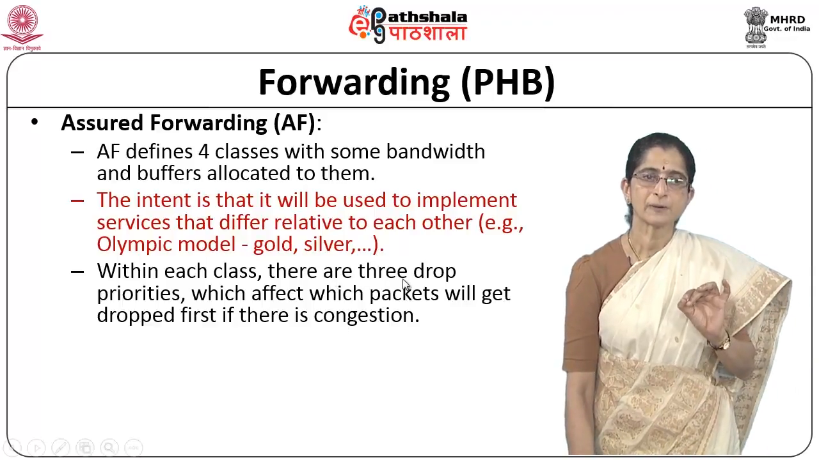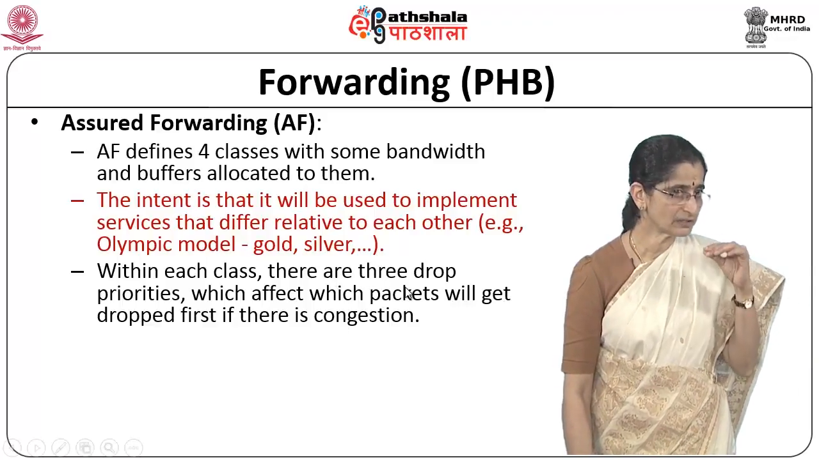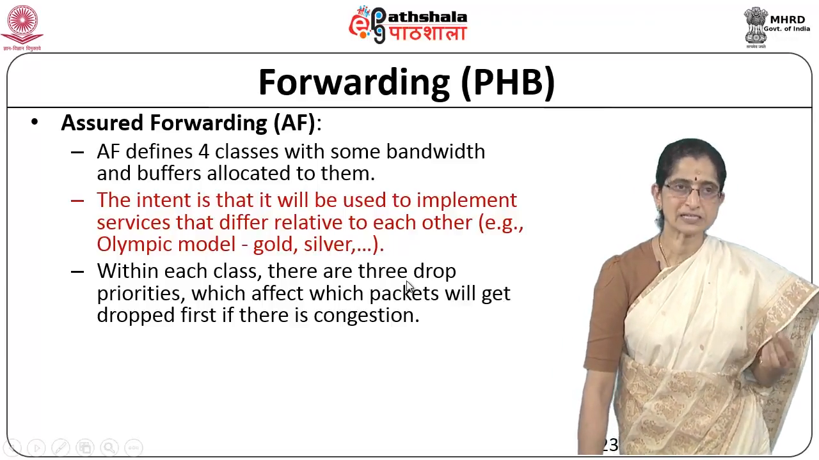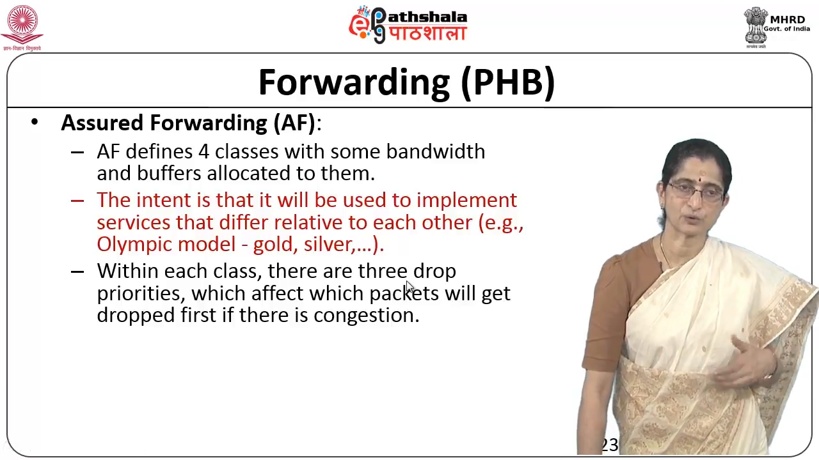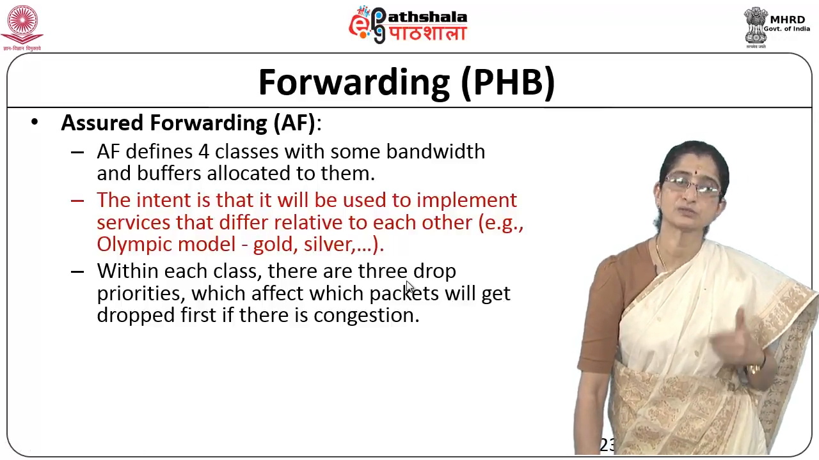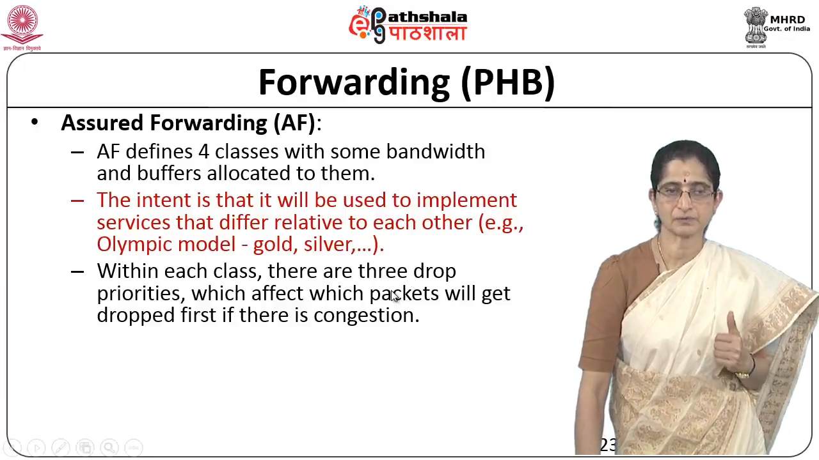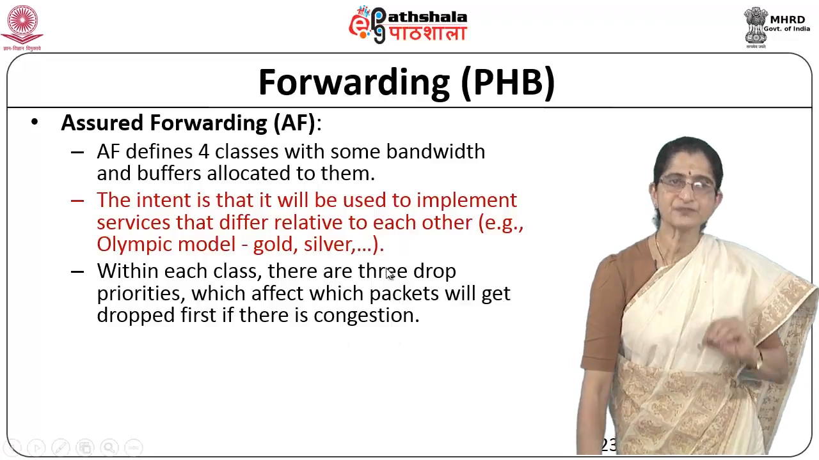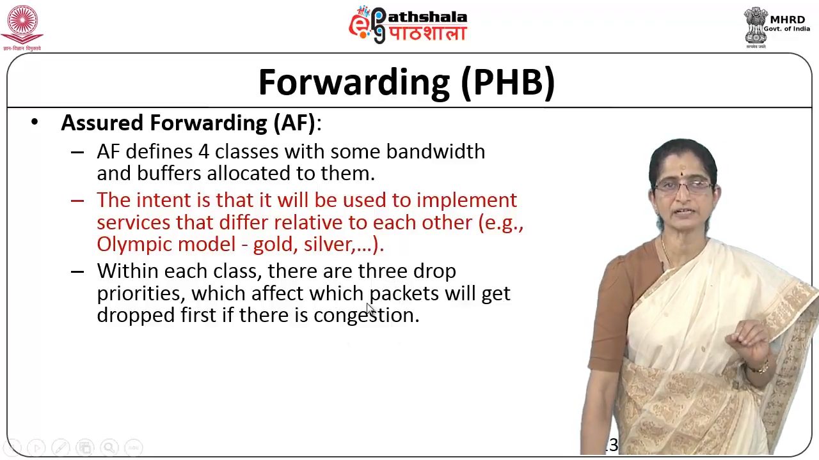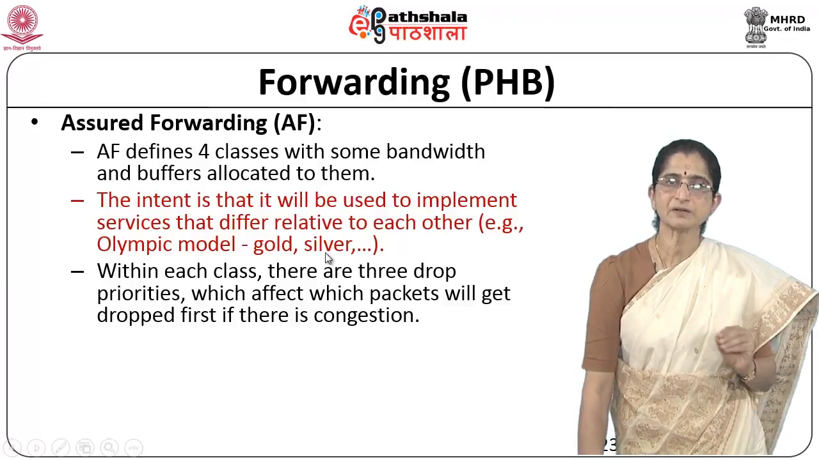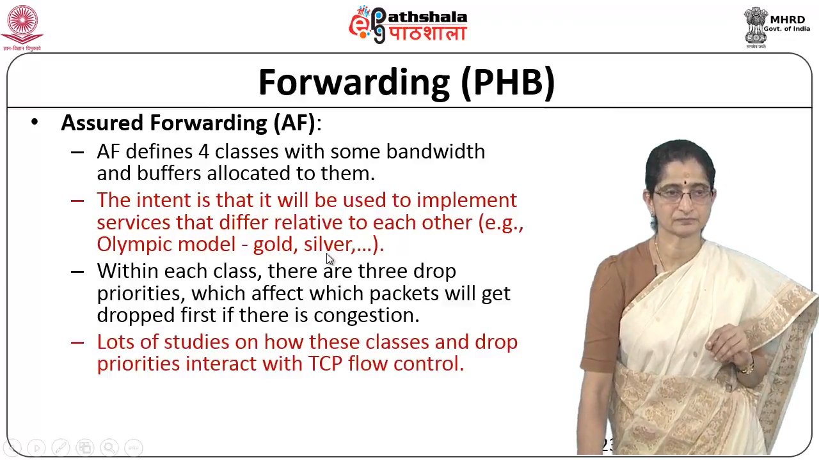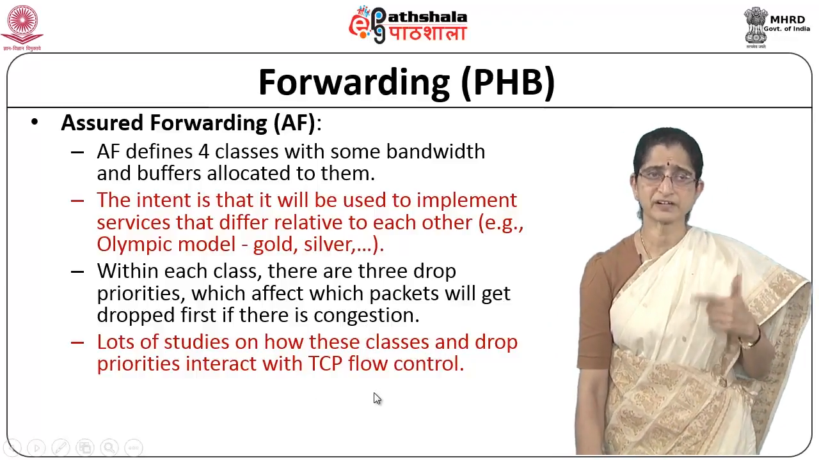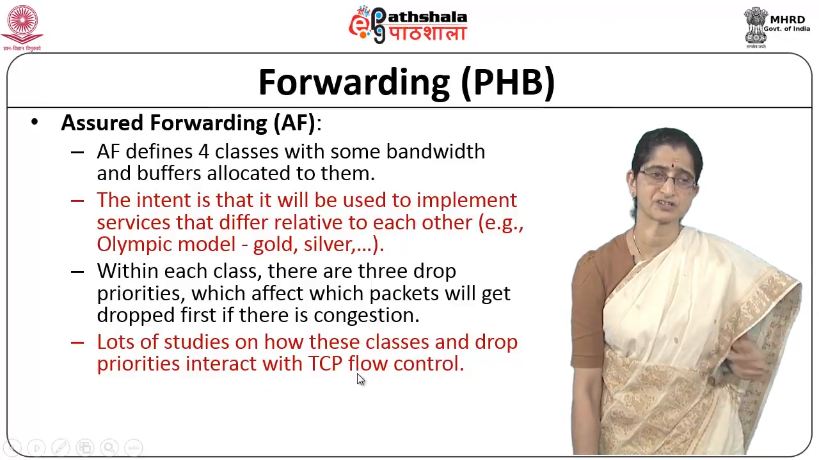By varying the drop probabilities, remember that when the queue lengths increase at the routers, we will be dropping packets. Using some protocol like random early detection, you will be dropping packets. This is what DiffServ proposes to use. DiffServ says, I will make use of random early detection and provide different drop priorities or drop probabilities, so that I can provide differential treatment to the different classes of traffic that we have. There are lots of studies that have been done on how these classes and the drop priorities interact with TCP flow control and congestion control and so on.